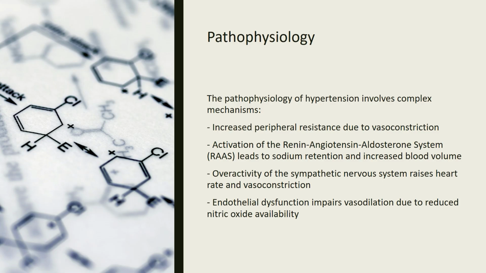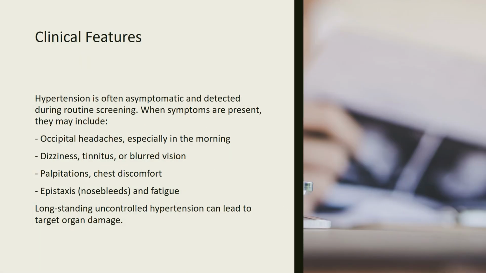Pathophysiology of hypertension. The pathophysiology of hypertension involves complex mechanisms: increased peripheral resistance due to vasoconstriction; activation of the renin-angiotensin-aldosterone system, leading to sodium retention and increased blood volume; overactivity of the sympathetic nervous system, which raises heart rate and vasoconstriction; and endothelial dysfunction, which impairs vasodilation due to reduced nitric oxide availability.